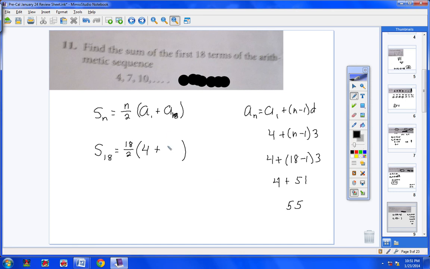And so the 18th term goes right here. And now we're ready to go ahead and find the sum. So next we would have 9, because 18 over 2 is 9, times 4 plus 55 is 59. And so of course 9 times 59 is going to be 531. And so the sum of those first 18 terms is 531.